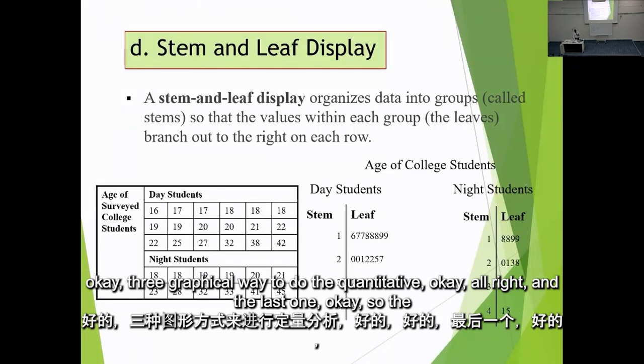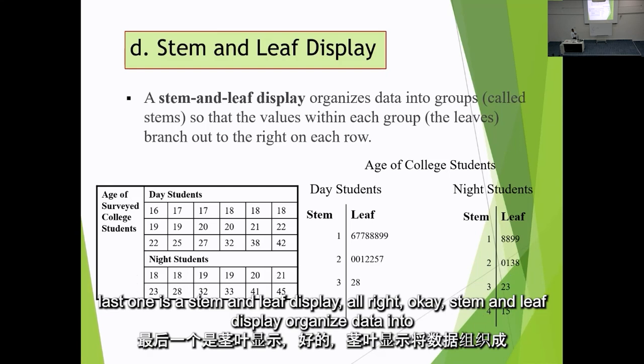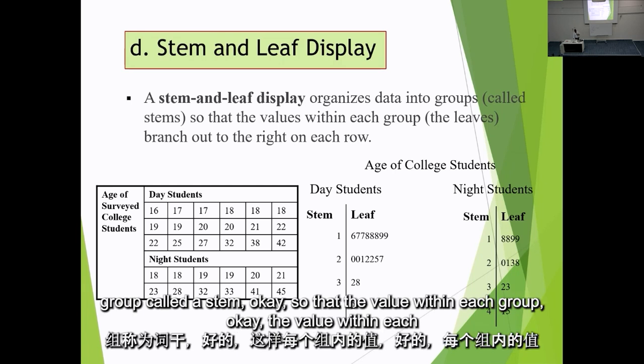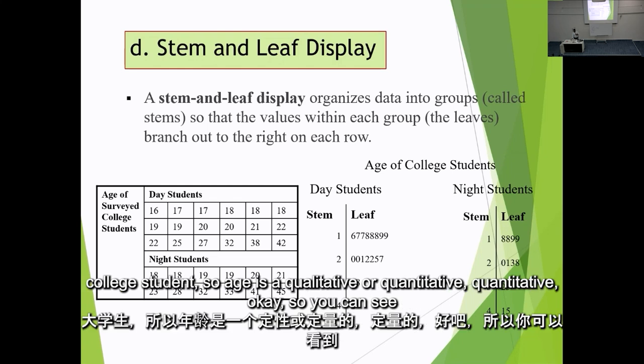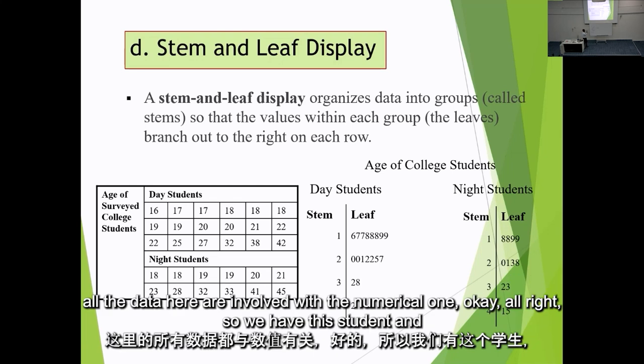And the last one is a stem and leaf display. A stem and leaf display organizes data into groups called the stem, so that the values within each group, the leaves, branch out to the right on each row. For example, we have the ages of surveyed college students. Is age qualitative or quantitative? Quantitative. You can see all the data here are numerical.